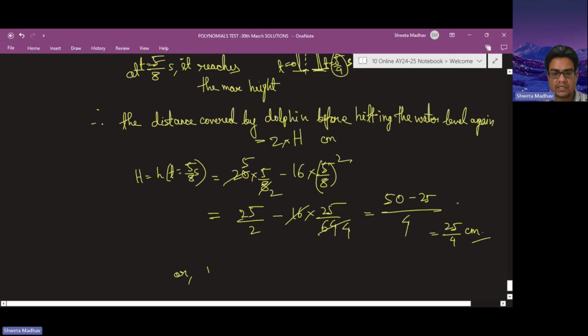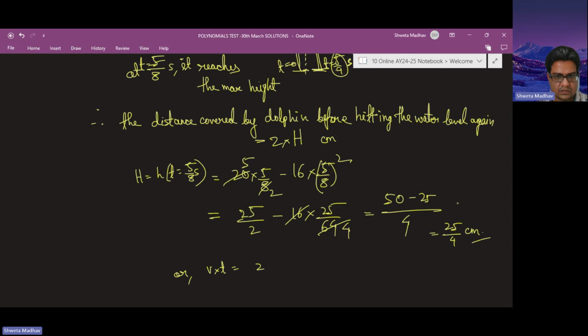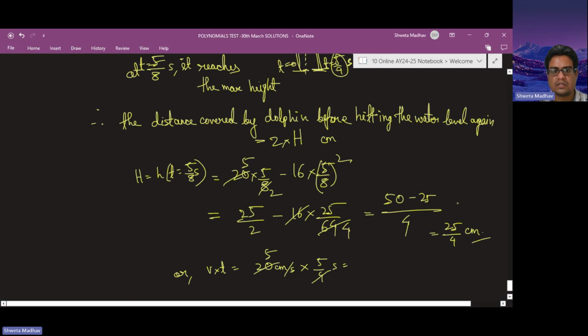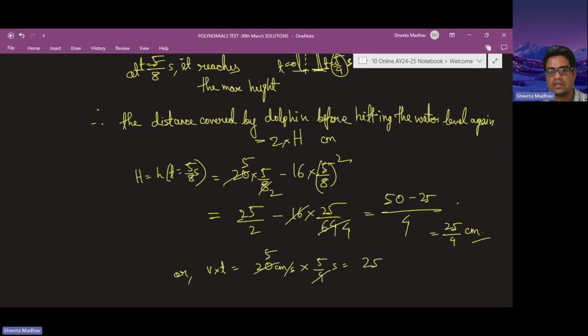Or we can say speed into time, velocity into time, which is the velocity with which it will come out, 20 centimeter per second, into the time, that is 5 by 4 seconds. So this will be 5 4s are 20, that is 25 centimeter. 25 centimeter is the distance covered by the dolphin.